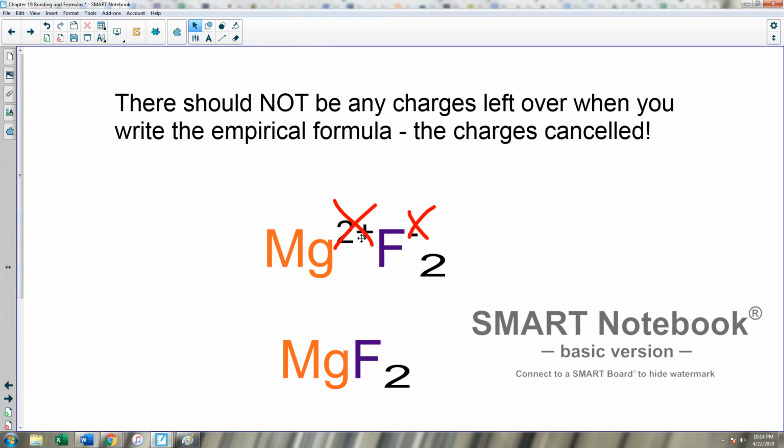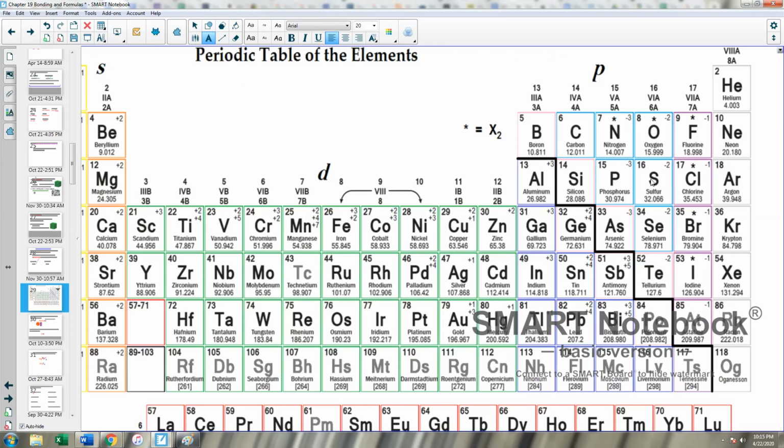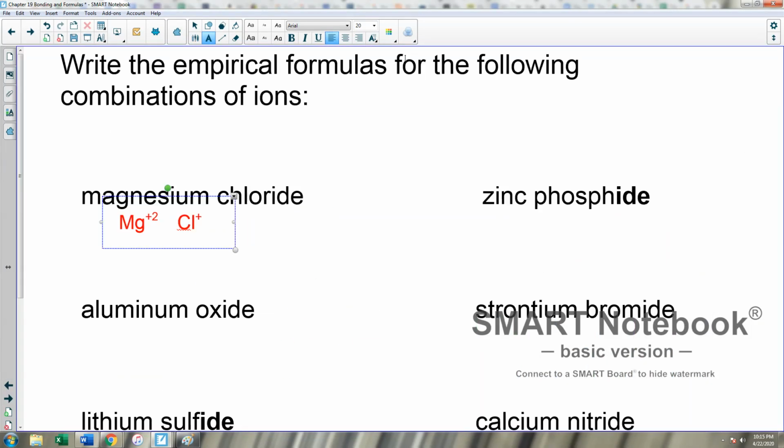When you're done writing the formula, there shouldn't be any charges left over. We haven't seen anything like that before, so you get rid of the charges after you've written the whole formula out. So magnesium chloride, so Mg, and I know that ion has got to be a +2. Chlorine is a -1. Okay, so I go -1.